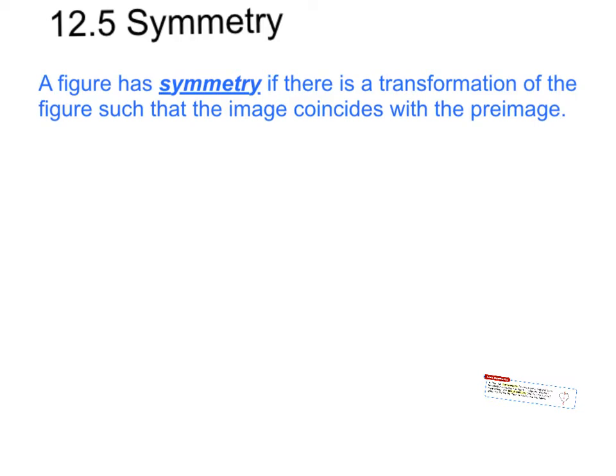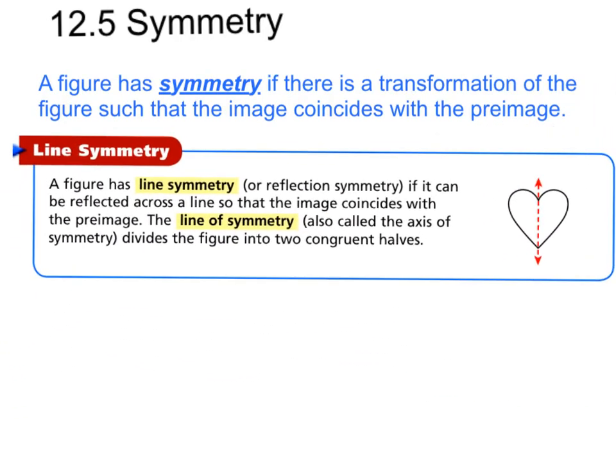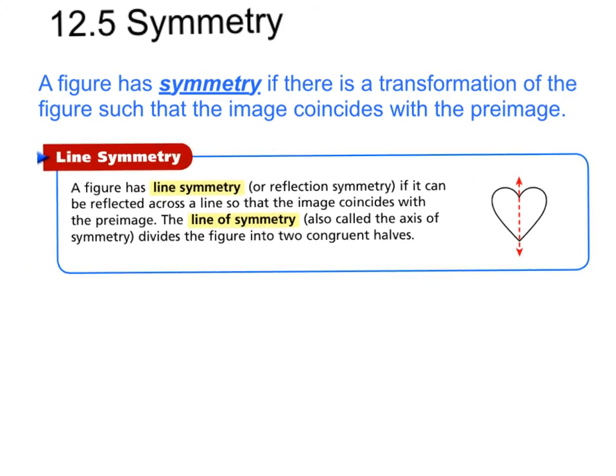The first kind of symmetry we're going to talk about is line symmetry. Now, line symmetry is, I'm sure, what you've done in the past. A figure has line symmetry, also known as reflection symmetry, if it can be reflected across a line so that the image coincides with the pre-image.